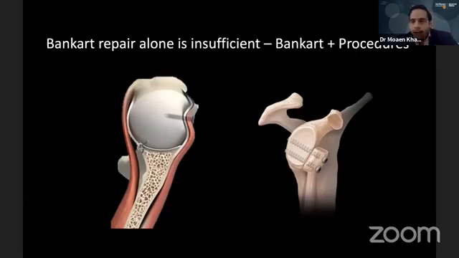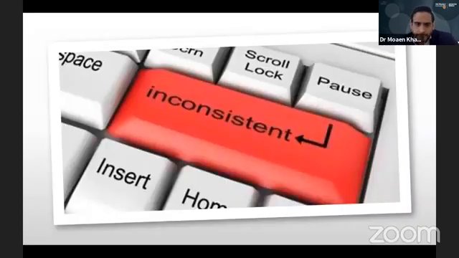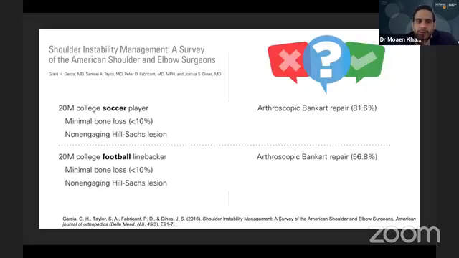I think now we're recognizing that Bankart repair alone is likely insufficient in these cases, and we really should be doing a Bankart plus procedure. So what does that look like? Well, I think most people would say that that would be either a Bankart repair with the addition of a remplissage procedure or some sort of bony augmentation procedure, whether it's a Latarjet procedure or a free bone block procedure. And if you look at the current practice around the world, there's inconsistency.